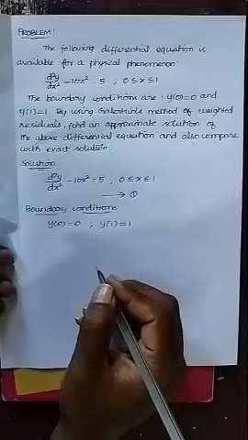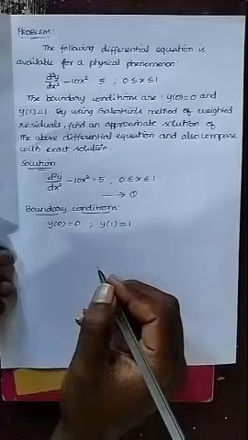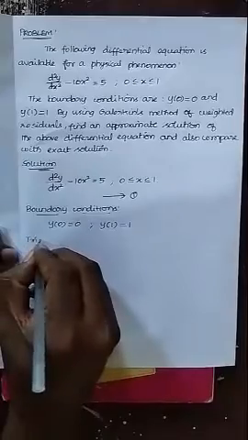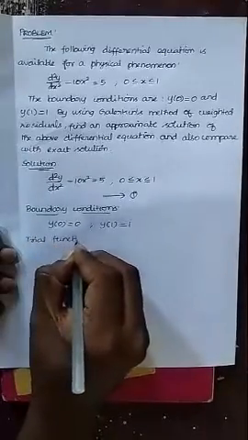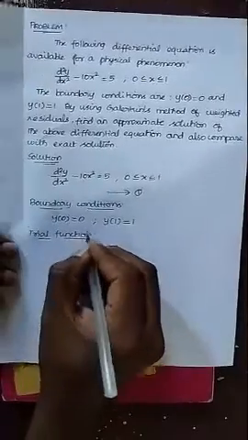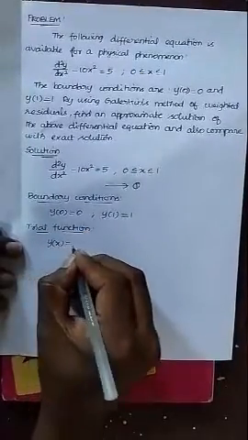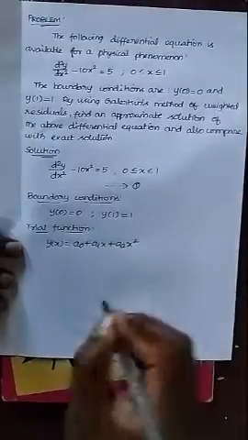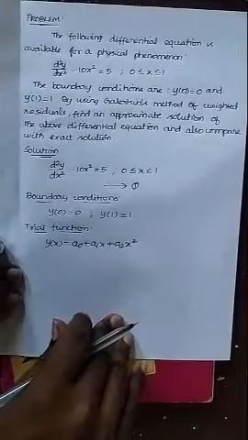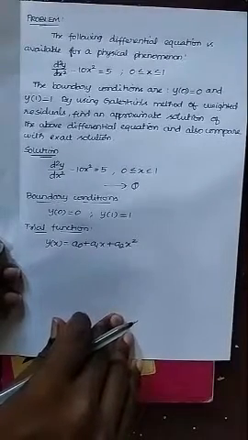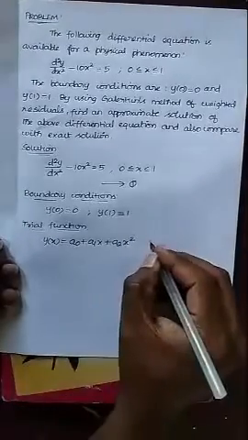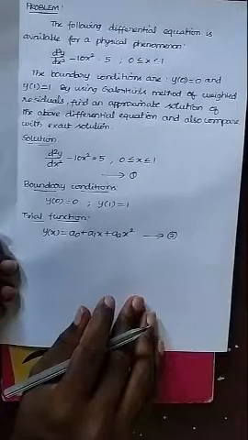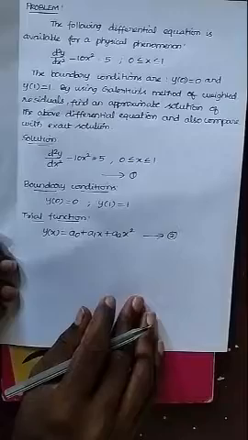To solve this problem using Galerkin's method of weighted residuals, we need to assume a trial function. Here, for simplicity, we can choose a polynomial function of order 2 as the trial function: y of x is equal to a naught plus a1x plus a2x square, because the given differential equation is of order 2, so we have to assume the trial function with order 2. We can keep this as equation 2, but we have to select the trial function which should satisfy the given boundary conditions of the problem.